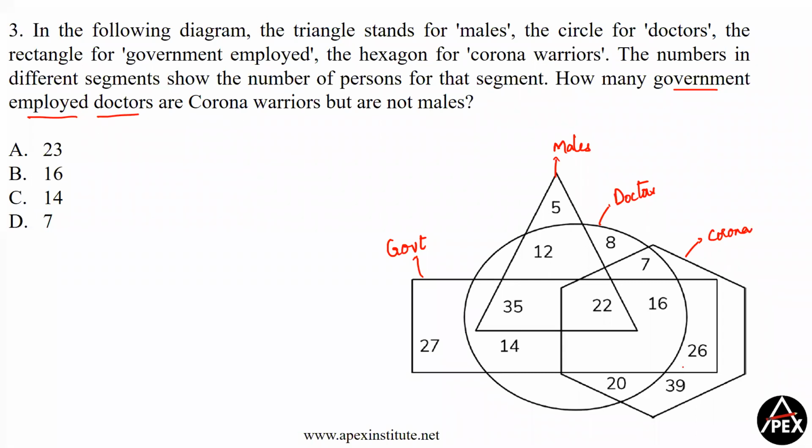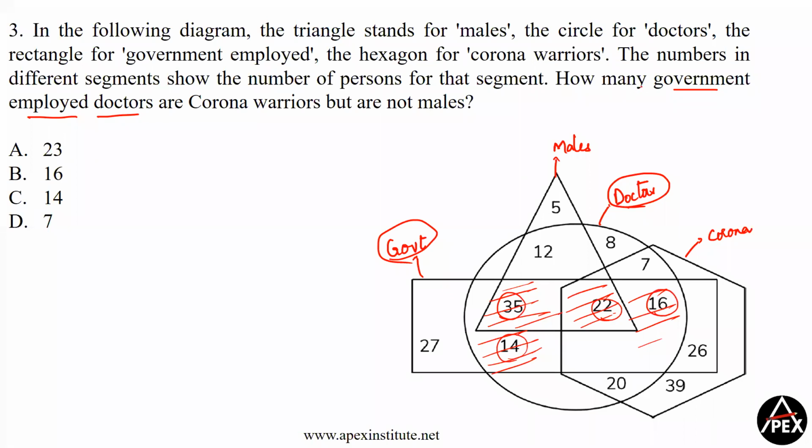Now let us find out the common region between government employed and doctors. So this 35, this 14, this 22, and this 16, isn't it? This is the common region between doctors and government employed. Clear? Any doubts? So the number of people who are government doctors will be 35, 14, 22, and 16.